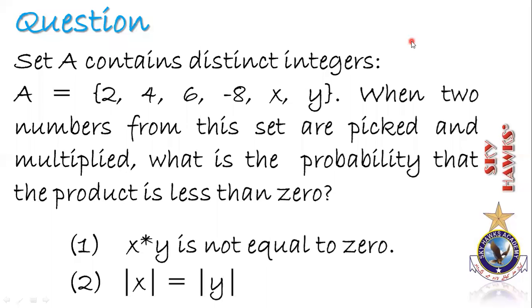negative 8, x, and y. When two numbers from this set are picked and multiplied, what's the probability that the product is less than 0? So one is that x times y is not equal to 0.